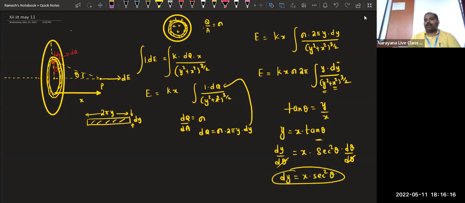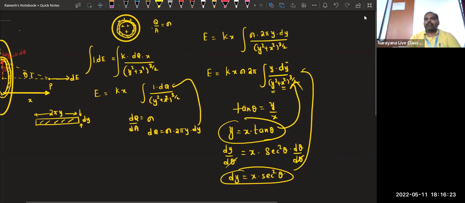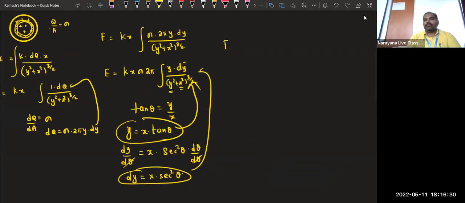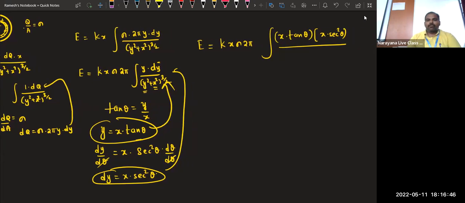Substitute the dy value and y value in this expression. So what do you get? Electric field equals K into x into sigma into 2 pi, integration of the y value, x into tan theta, and the dy value, x into secant square theta, and whole divided by... One mistake I have made: I forgot to write d theta. Here also d theta will come.